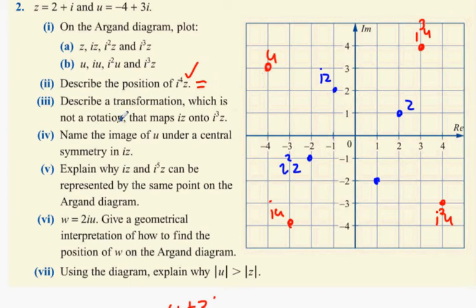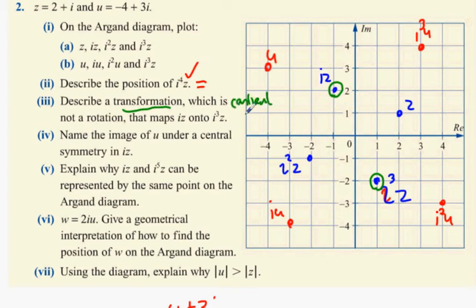Now, describe the transformation, which is not a rotation, that maps iz onto i cubed z. Okay, guys. i cubed z is down here. Can anybody tell me the location of i cubed z and iz? Where are they located? Here and here. Can anybody suggest a transformation that will link one of them to the other one? Perfect. Does anybody know what central symmetry is?